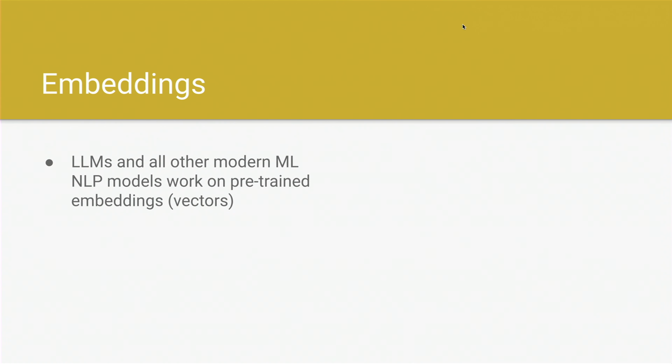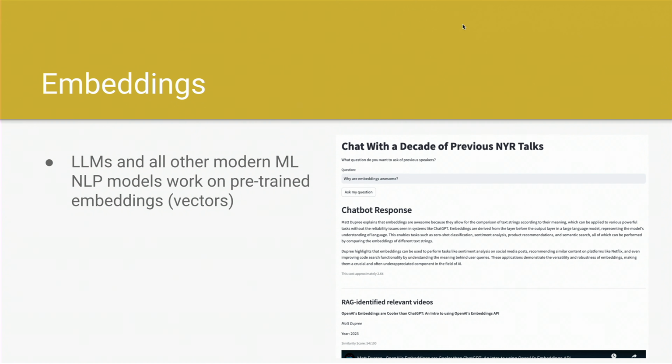The other thing that I just want to quickly mention is embeddings. All large language models work on embeddings. If you're not familiar with what an embedding is, you can actually go into the tool and ask, why are embeddings awesome? And you actually get last year's talk from Matt Dupree about OpenAI's embeddings are cooler than ChatGPT. For those of you who were not here last year, at a very high level, an embedding is a representation of a word, sentence, or document as a set of numbers. If you think about it, machine learning is really just math, and to do math, you have to do math on numbers, and essentially, the embeddings are the way to convert from words into numbers, and then numbers back into words.